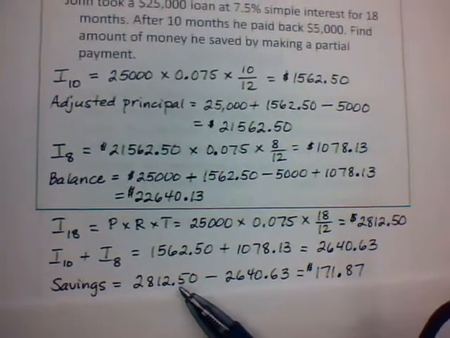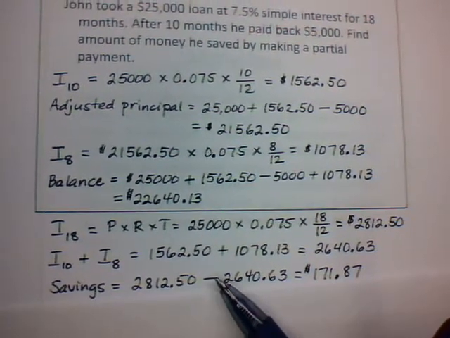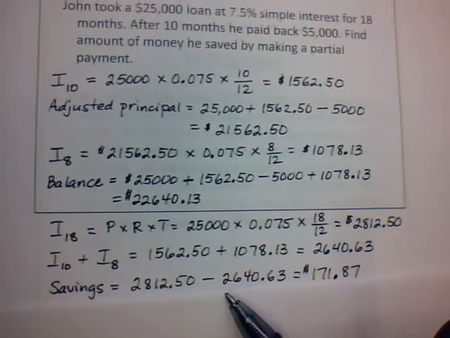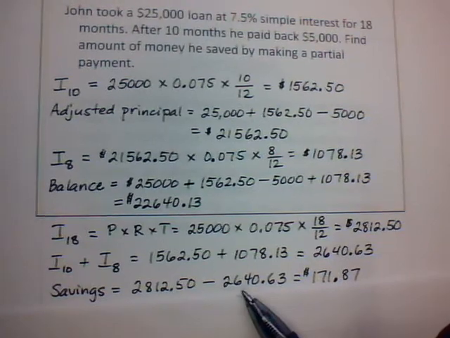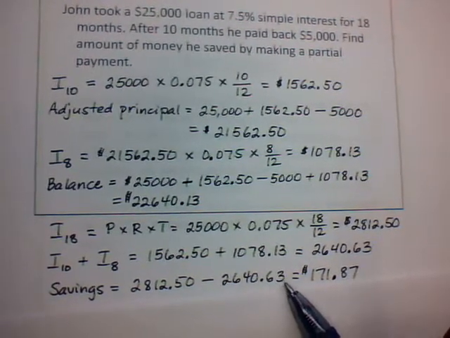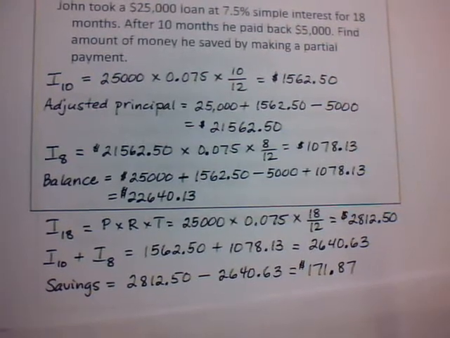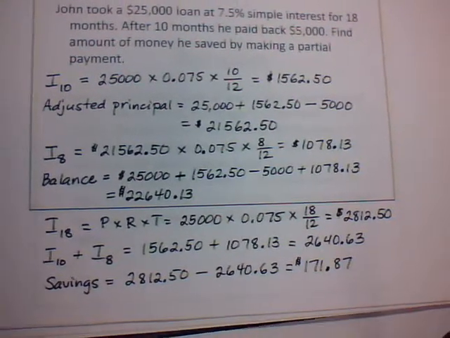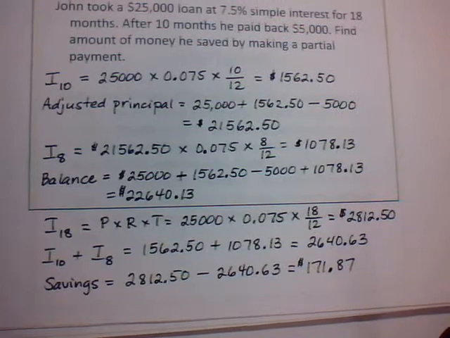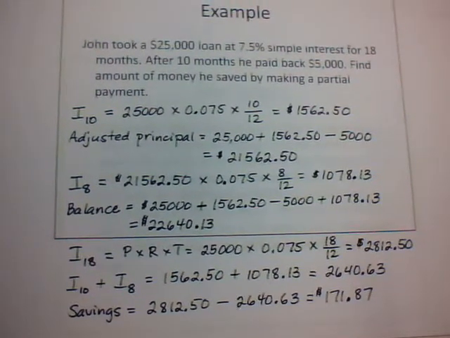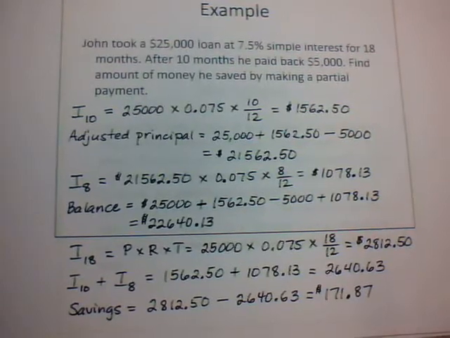Now, if we were to subtract $2,640.63 from the $2,812.50, which is the interest after 18 months, he would have saved $171.87. So by paying back that $5,000, he has saved $171.87.